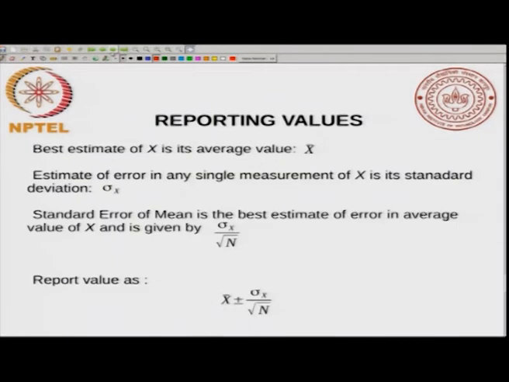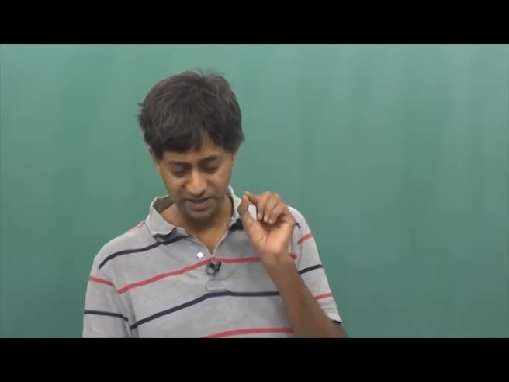Now, the obvious thing to do is to report the average, and it turns out that mathematically the best estimate of x, if the different measurements are independent of each other, is x bar, which is the average value of x. We can also estimate the error in any single measurement of x. So, the error in any one measurement of x is the standard deviation. So, if you make a single measurement and you ask what is the estimate of the error in this measurement, again this is very important, it is only for one single measurement that the error is estimated using the standard deviation.